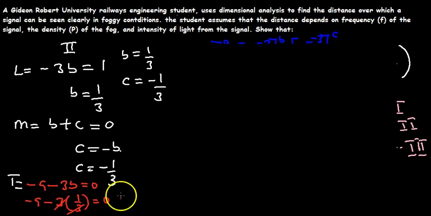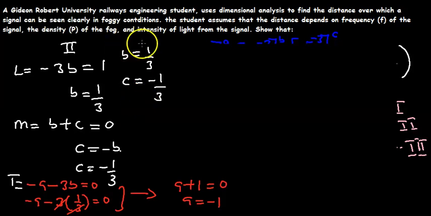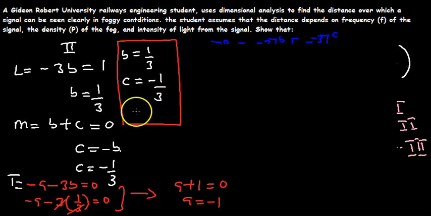Continuation of the time. So this guy here, we're going to be left with A plus 1, which is going to be 0. Making A the subject of the formula, A is going to be negative 1. So therefore, our B is 1 divided by 3, C is negative 1 divided by 3, and A is going to be negative 1.